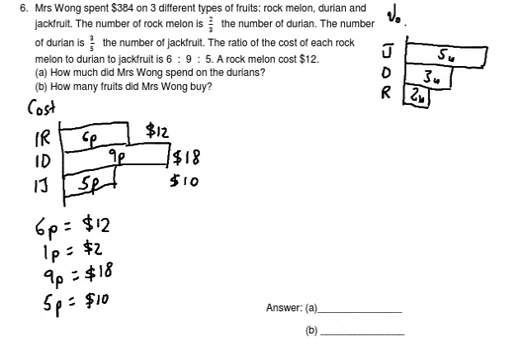Right? So we know the cost of one rock melon, 1 durian, and 1 jackfruit. So the next thing we need to do is know the total cost of 1 set, right? Correct? So I know that 5 units stands for 5 jackfruit, right? Correct? So you know that one jackfruit actually costs $10. You multiply by 5, you get $50.